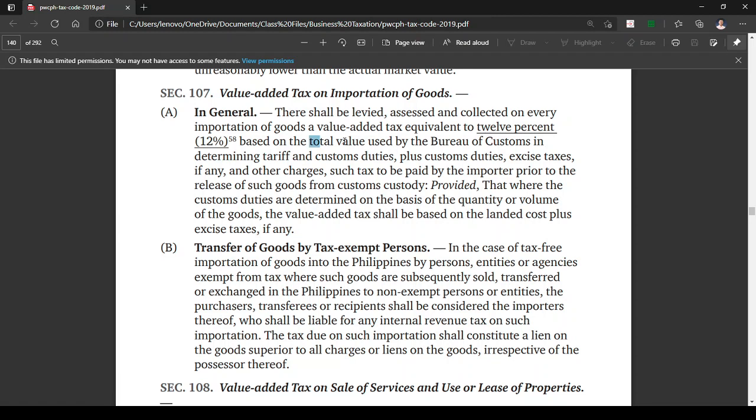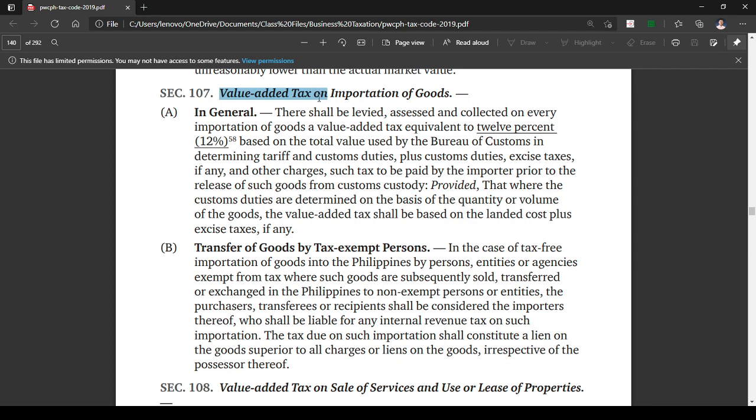So, ang gagamitin nating value sa pag-compute ng value-added tax in that case is the 100,000 na value na ginamit ng Bureau of Customs. Tapos, plus the custom duties na 15,000 na sinabi ko. And if there is any excise taxes, kailangan natin i-add sa value para makuha natin yung total basis ng 12%. So, after na makuha natin yung basis, syempre, i-multiply na lang natin by 12% to get our value-added tax.